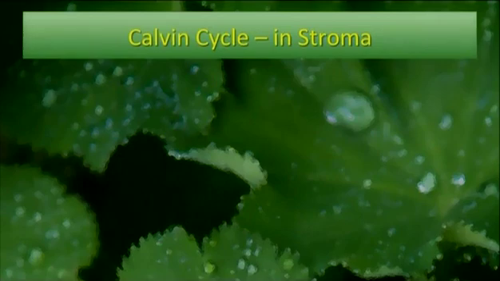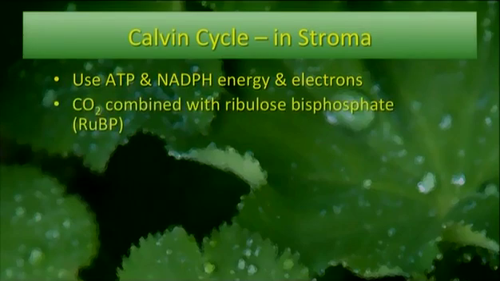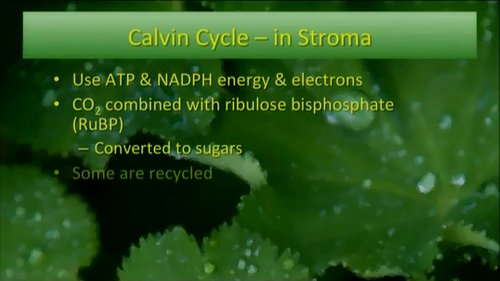Now the Calvin cycle is the next part. The products of the light reactions are ATP and NADPH. The Calvin cycle happens in the stroma. It uses the ATP and NADPH that was provided for it by the light reactions, and it uses electrons. What happens is that carbon dioxide comes in during the Calvin cycle. Remember it from the formula CO2, right? So carbon dioxide combines with ribulose bisphosphate, and is converted to sugars eventually after going through some changes.